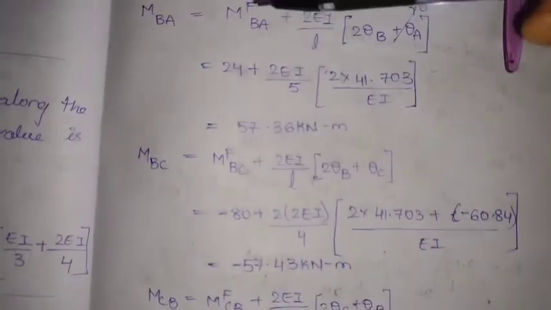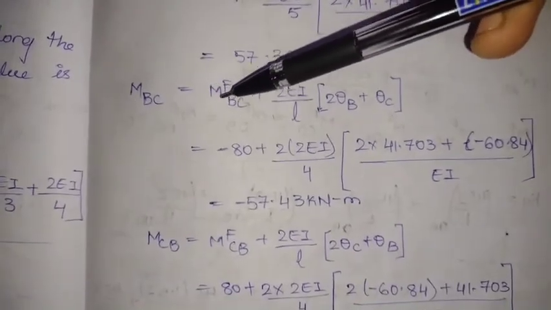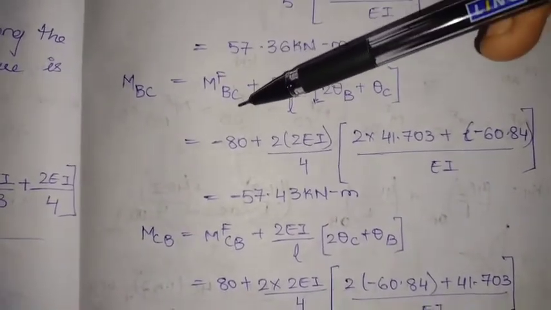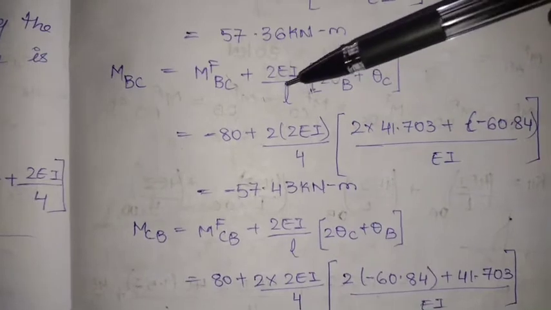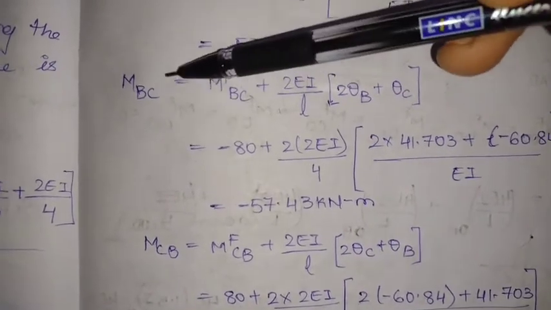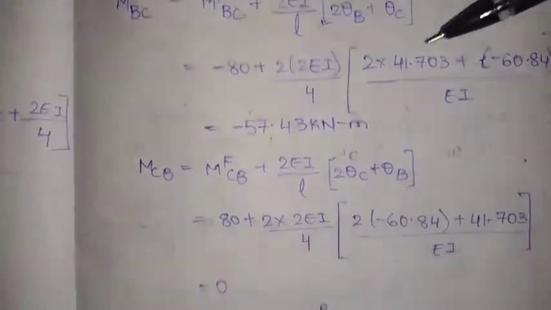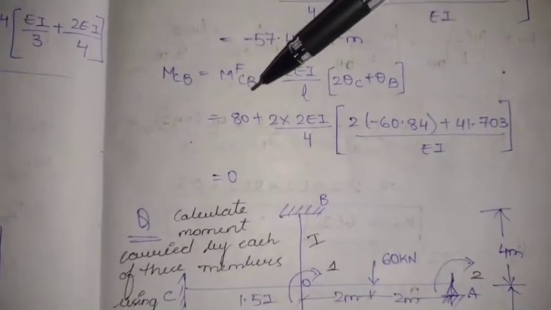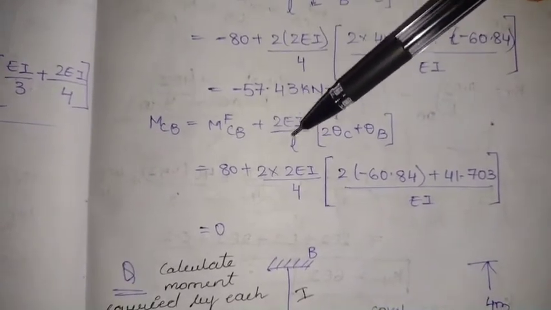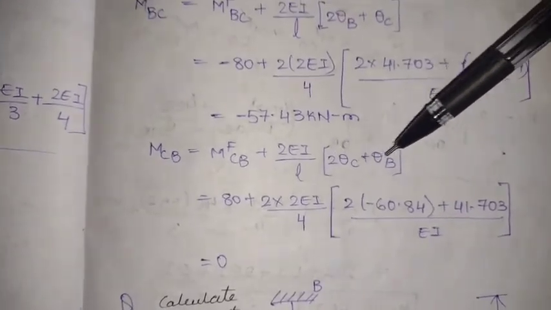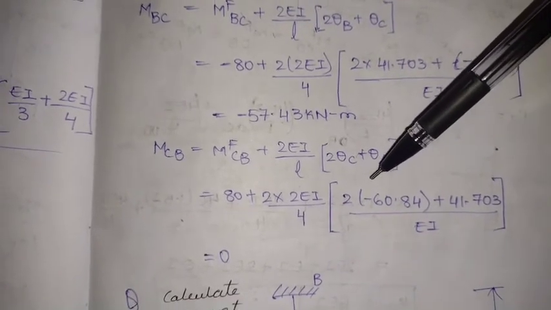MBA is equal to this, and MBC is equal to MFBC, that is fixed end moment of this BC span, plus 2EI by L of 2 times theta B plus theta C. Okay, MCB is MFCB plus 2EI by L of 2 times theta C plus theta B. Okay, this is how we calculate.